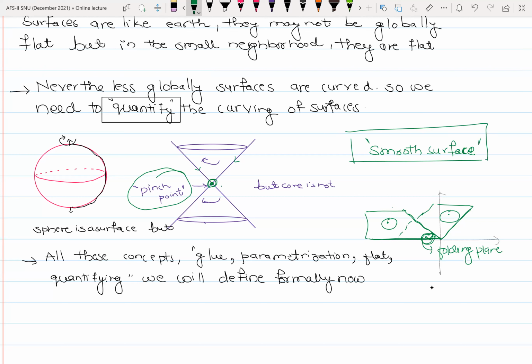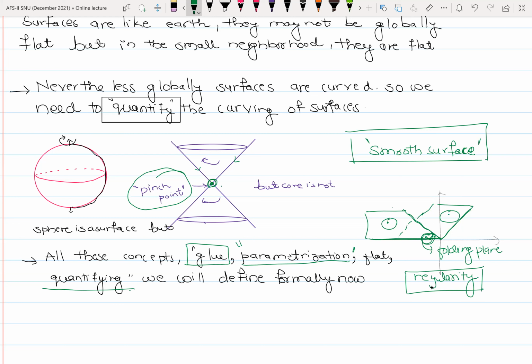This is what we are going to study in today's and tomorrow's class. First, I'll talk about what we mean by gluing, parameterization, and quantifying. This is also called the regularity condition. In these two lectures, I'll formally define all these things.